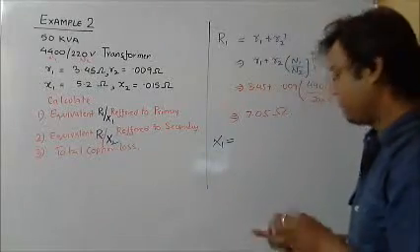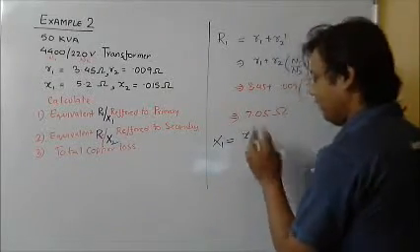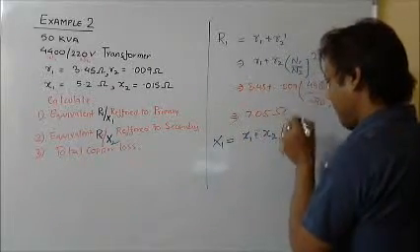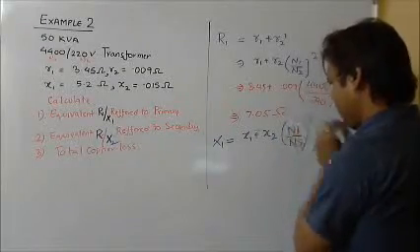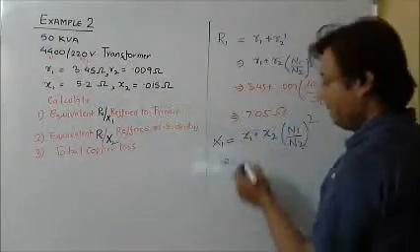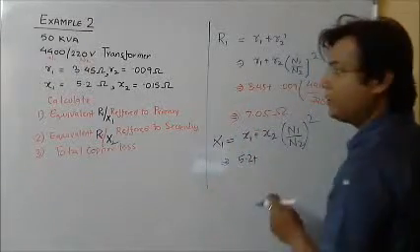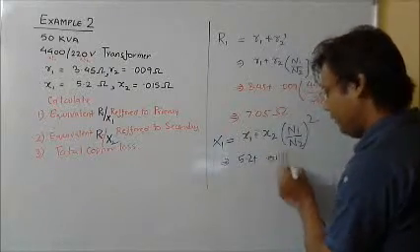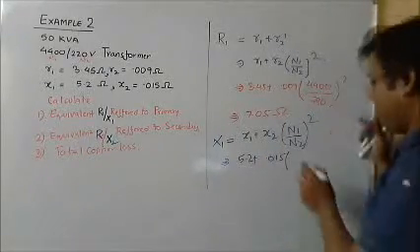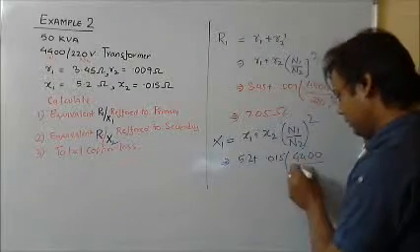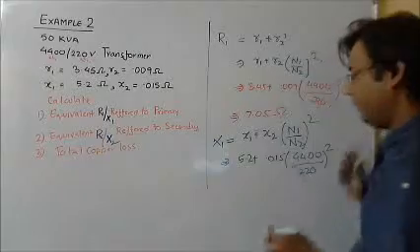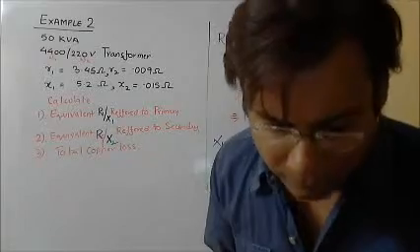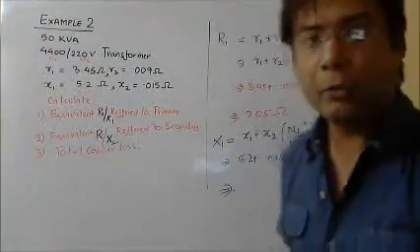If it is 1, then it is primary. If it is 2, it means it is secondary. Now we'll find what X1 is. The same formula we have used: X1 plus X2 multiplied by (N1 by N2) whole square. X1 is given to you, that is 5.2, plus X2 is also given to you, that is 0.015, multiplied by N1 by N2 whole square. The answer is 11.2 ohms.